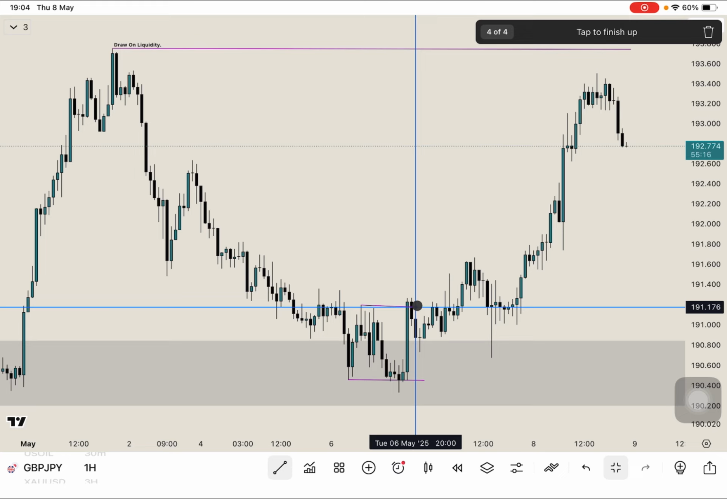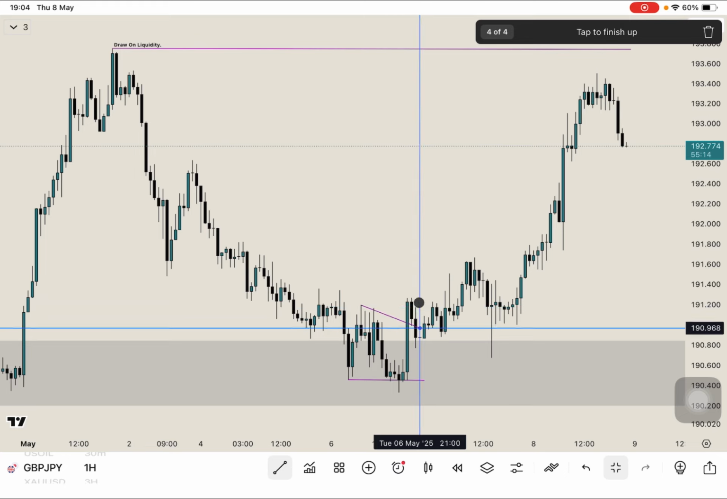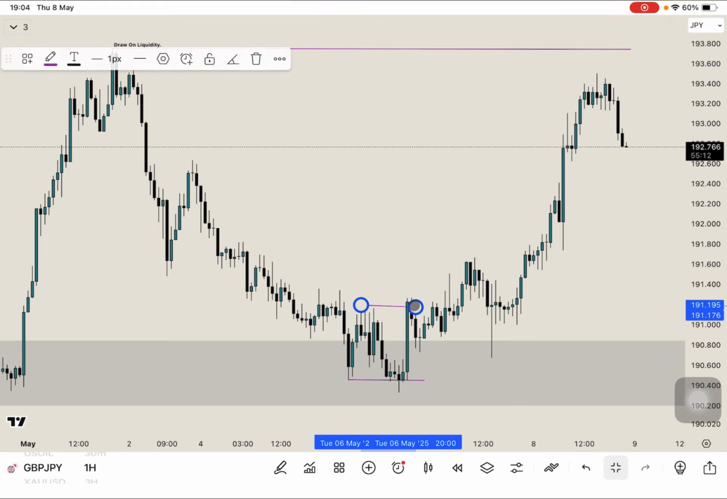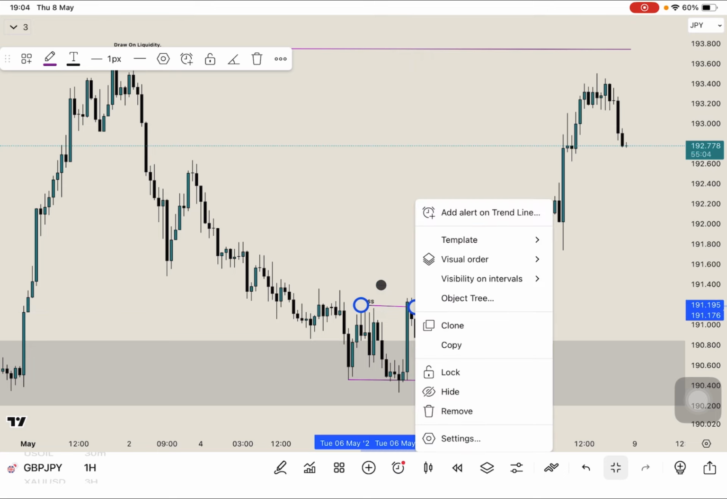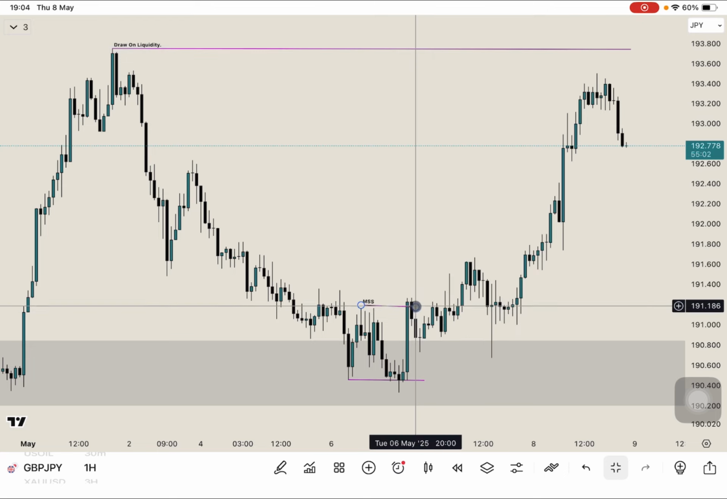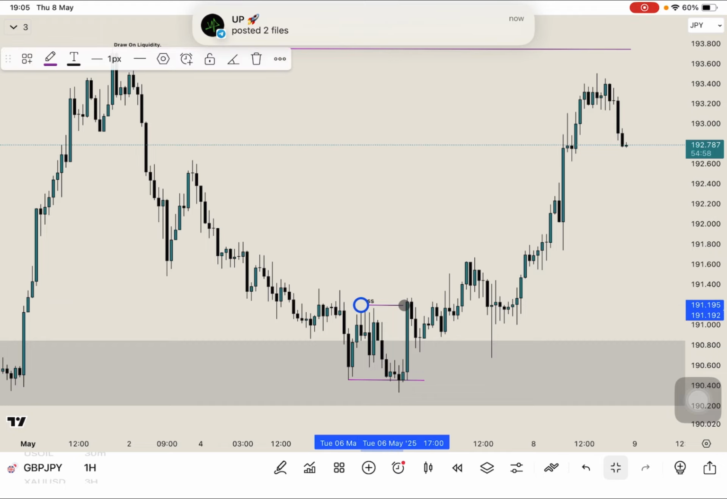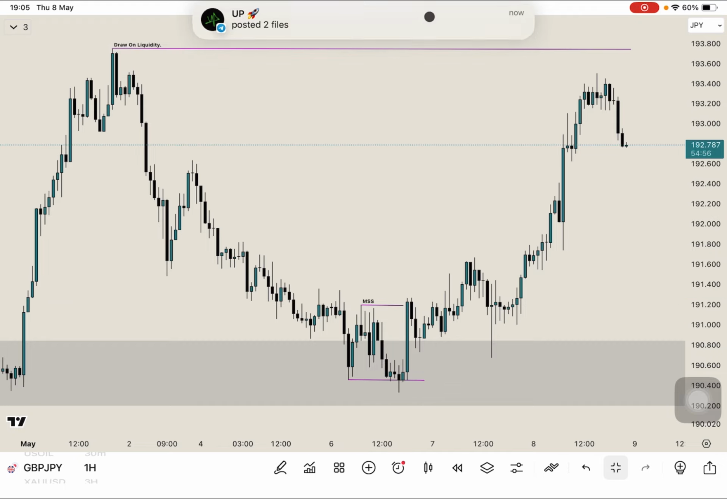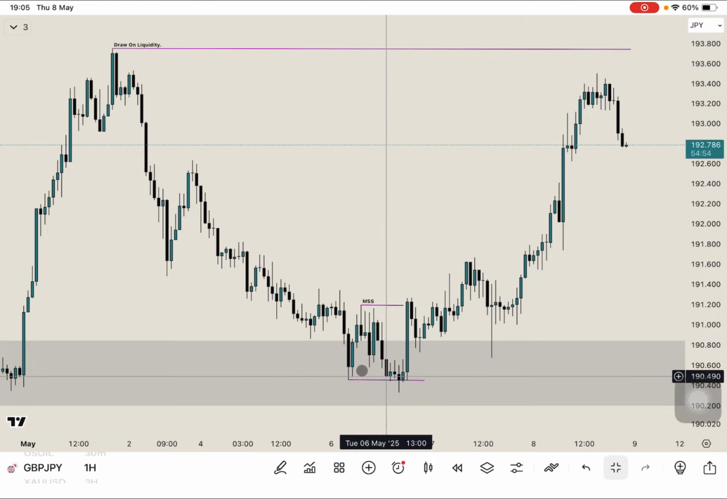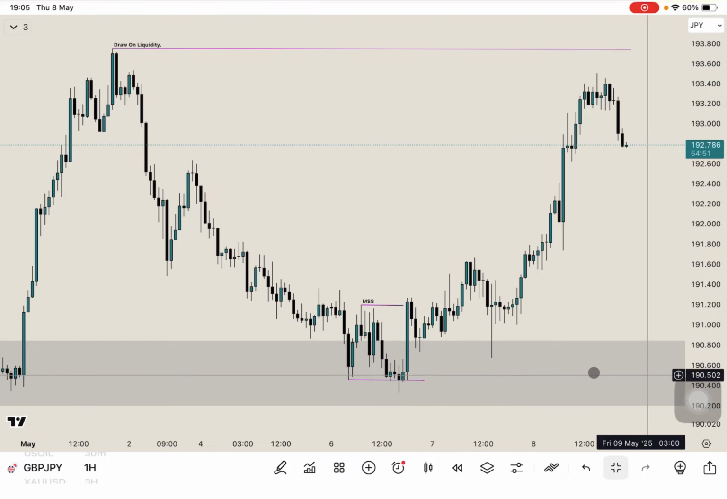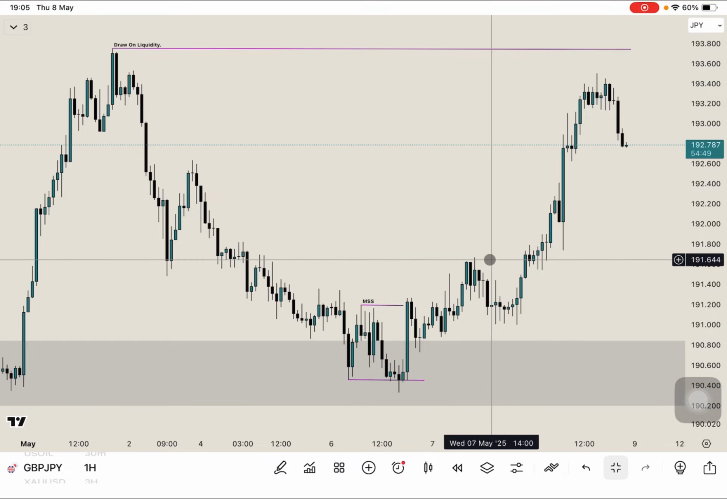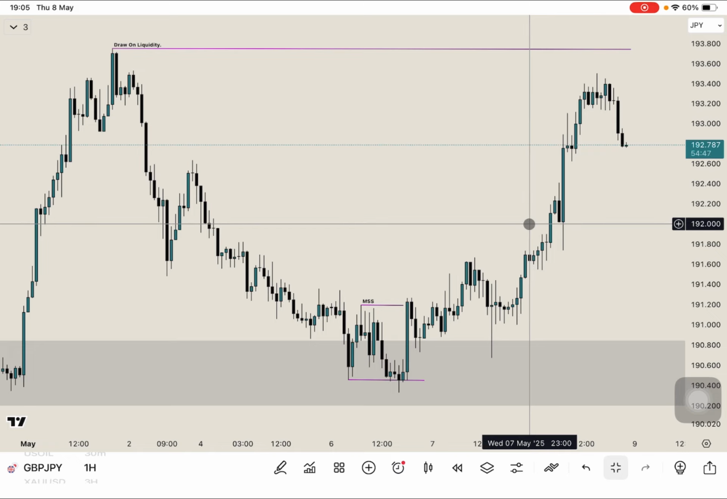So as the body closed, this was the body close here. Let's just label it as our market structure shift. So that's it. We now have a market structure shift, and we have a liquidity sweep or turtle soup or whatever you call it. Now the next thing is you're looking for a preferred PD array you want to go in with.